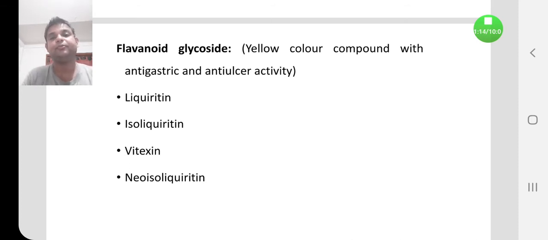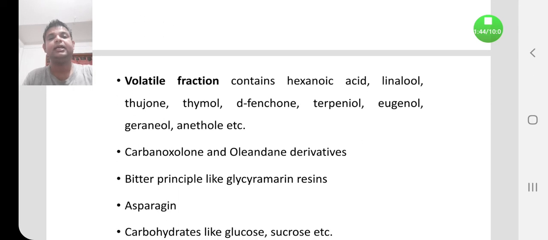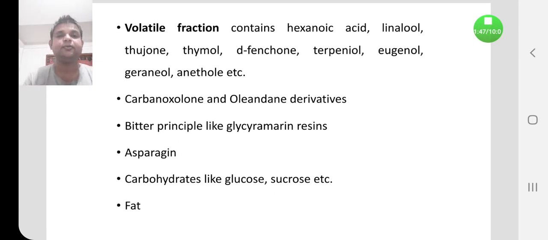as its therapeutic potentiality is concerned, it shows anti-gastric and anti-ulcer activity due to the presence of this flavonoid glycoside. These flavonoid glycosides include liquoritin, isoliquoritin, vitexin, and neo-isoliquoritin. So these are the four very prominent flavonoid glycosides observed in Glycyrrhiza glabra.